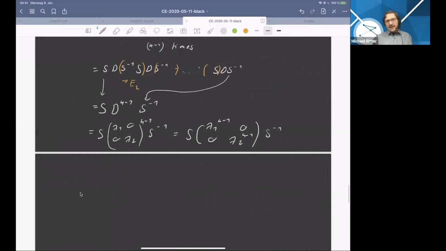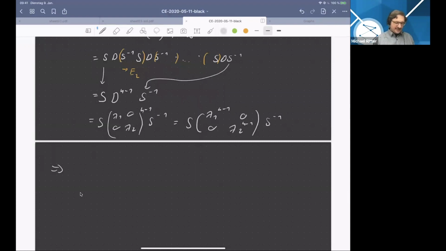Okay, so we can now do this computation. We just have to do the multiplication of this resulting matrix here with S and with S to the minus 1. So that's what we have to do to finally be able to compute our end result.